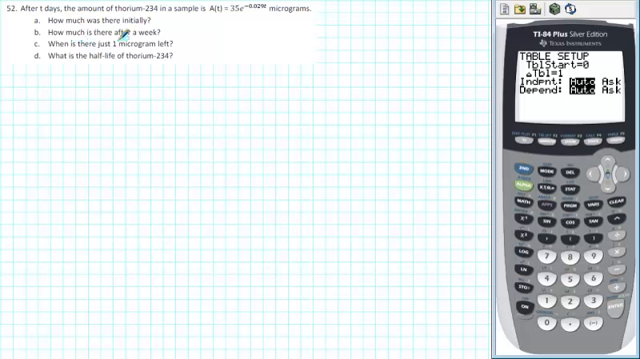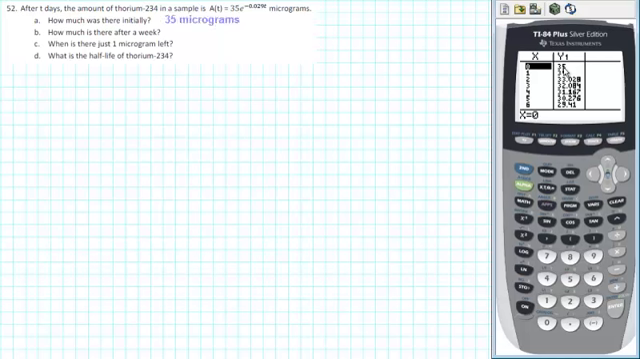When is there just 1 microgram left? Well, we can scroll through the table to determine how many days that will be. So we'll just leave our table increment on 1. That way we'll start at day 0 and then increment 1 day at a time. Make sure that the independent and dependent variables are both on auto. Once your table is set up, go to Table, which is second graph. And we see right away that the initial amount is 35 micrograms.